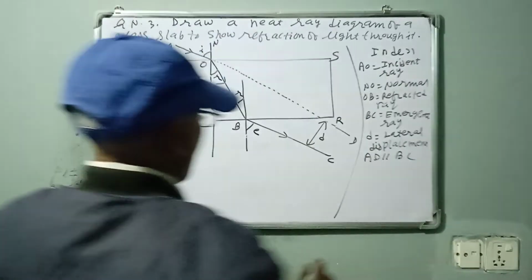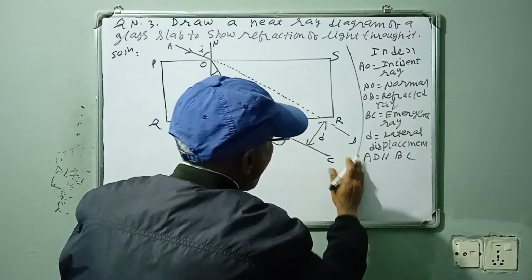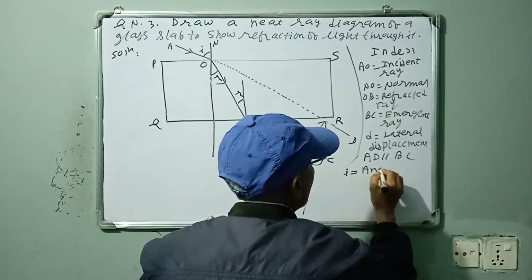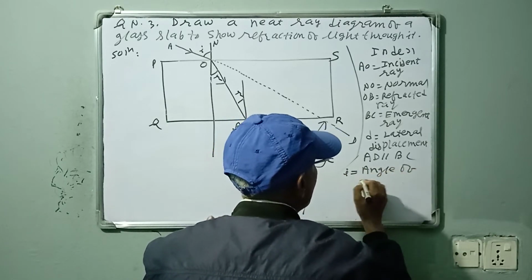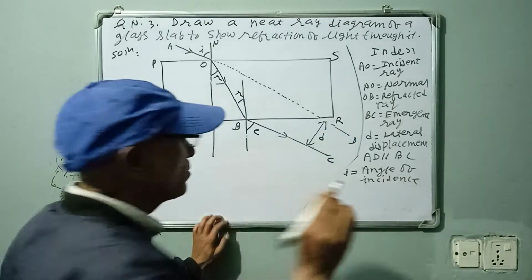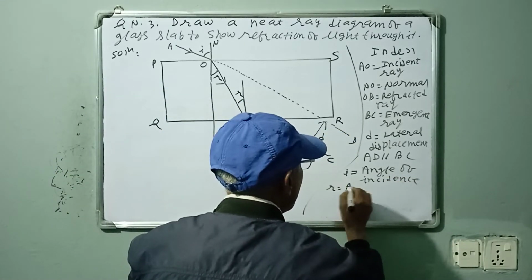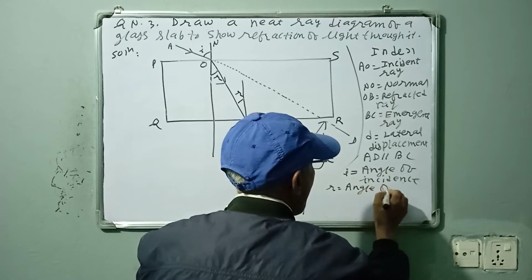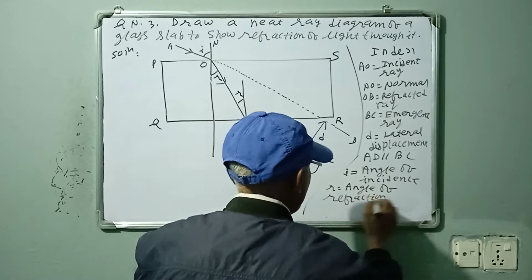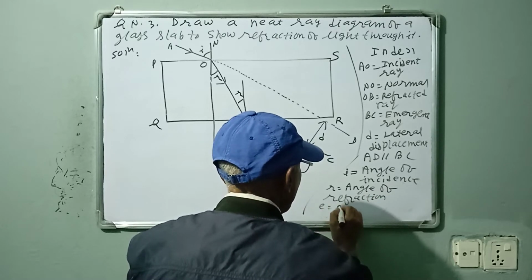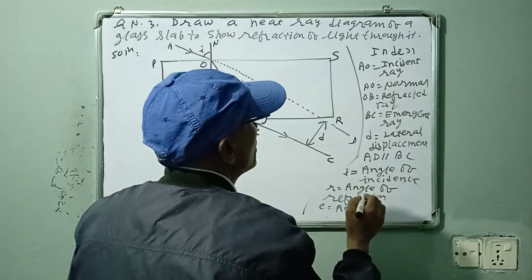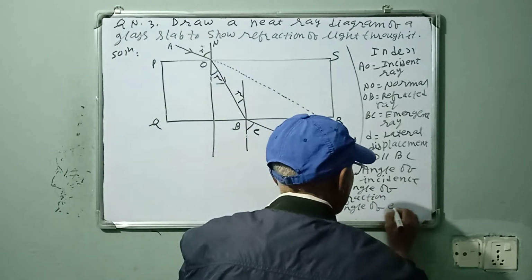Now angle I, R and E. I means angle of incidence. I for angle of incidence, R for angle of refraction, E for angle of emergence.